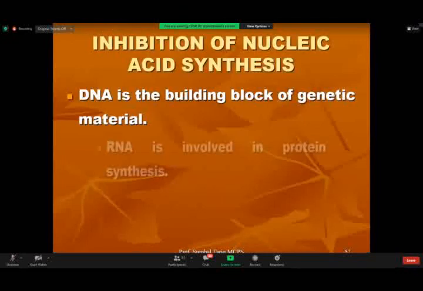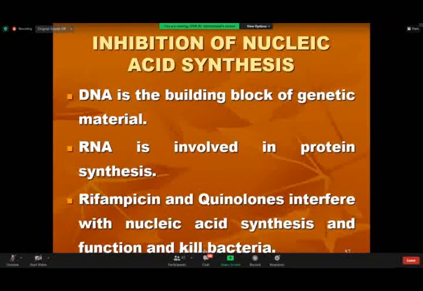Then we have another mechanism by which some of the antibiotics act, and in this they cause inhibition of nucleic acid synthesis. Among those that decrease nucleic acid synthesis in bacteria, we have rifampicin, which is an anti-TB drug, and quinolones. Quinolones go and act at the DNA as DNA gyrase inhibitors.